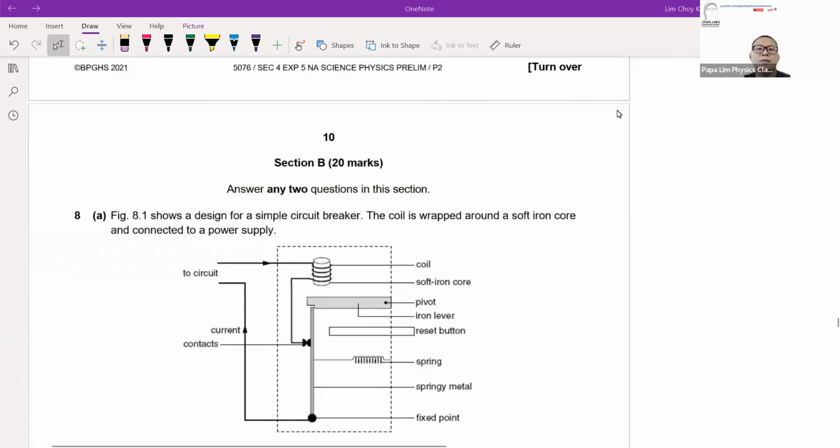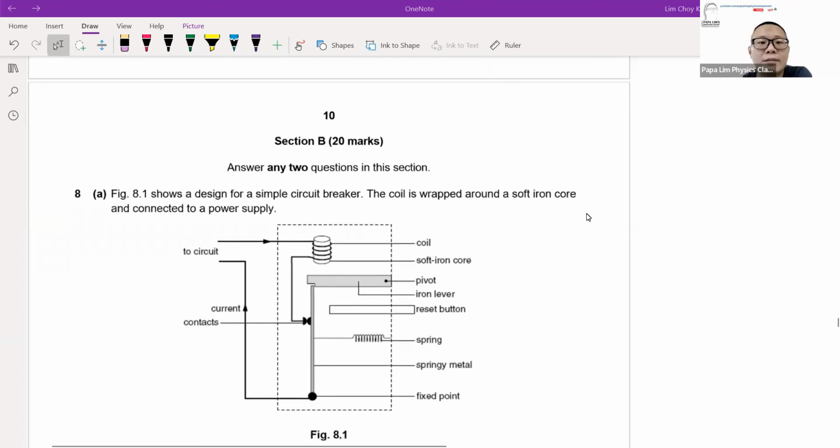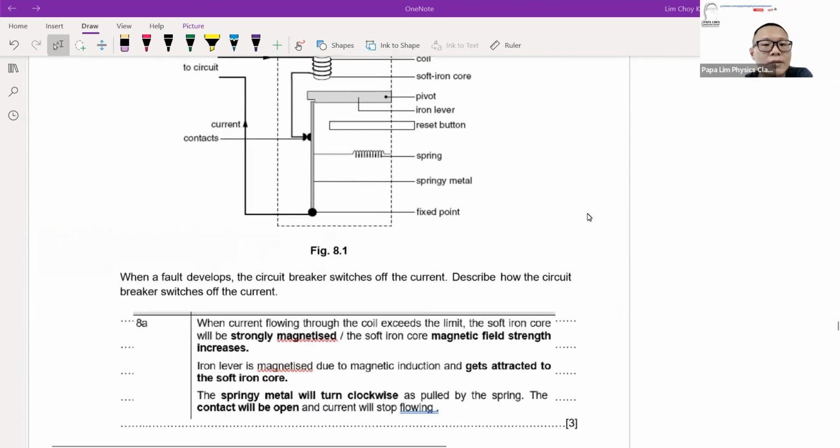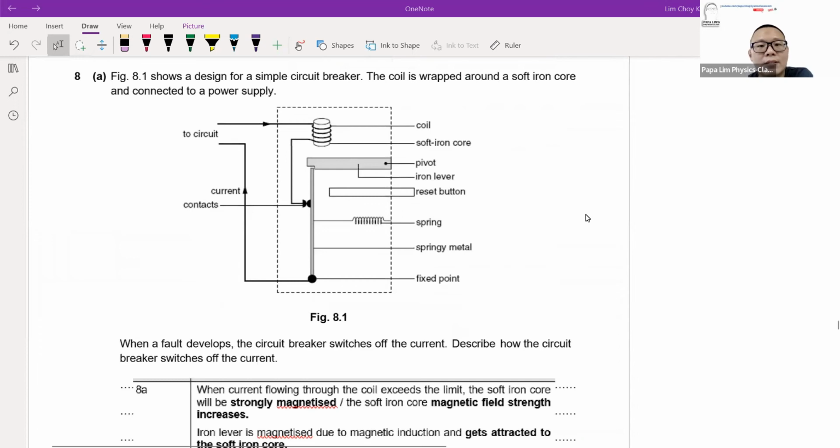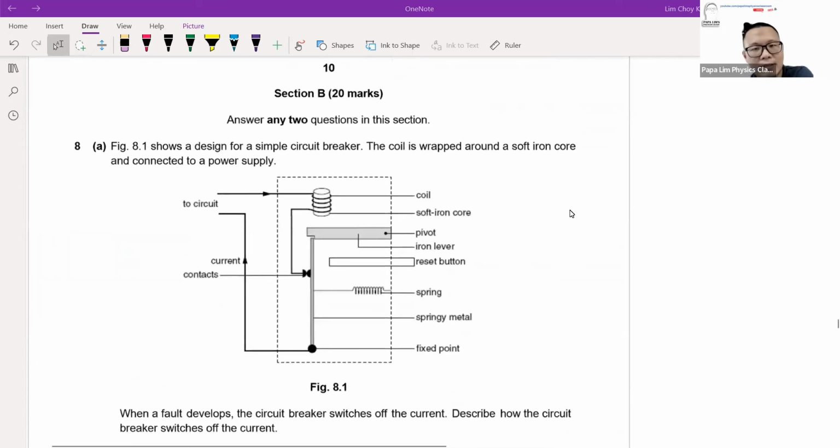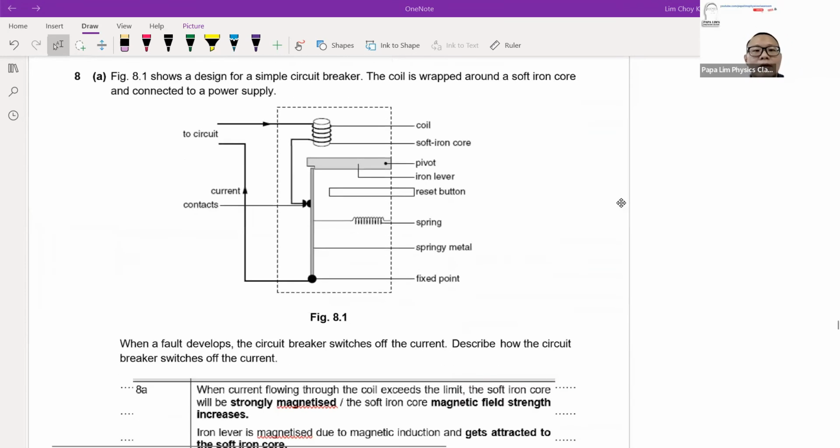Now for section B, question 8 is another circuit question. But this time around the circuit has a bit of magnetism involved. So it's a circuit plus magnetism, electromagnetism. One thing to take note of is that when you look at diagrams in electromagnetism, take note of all the labelings. This labeling has certain impact on it.